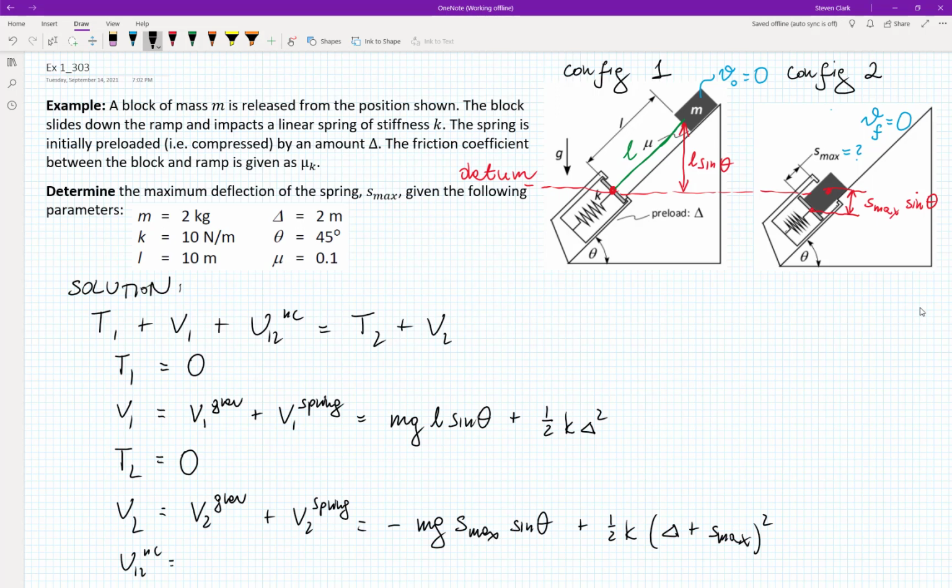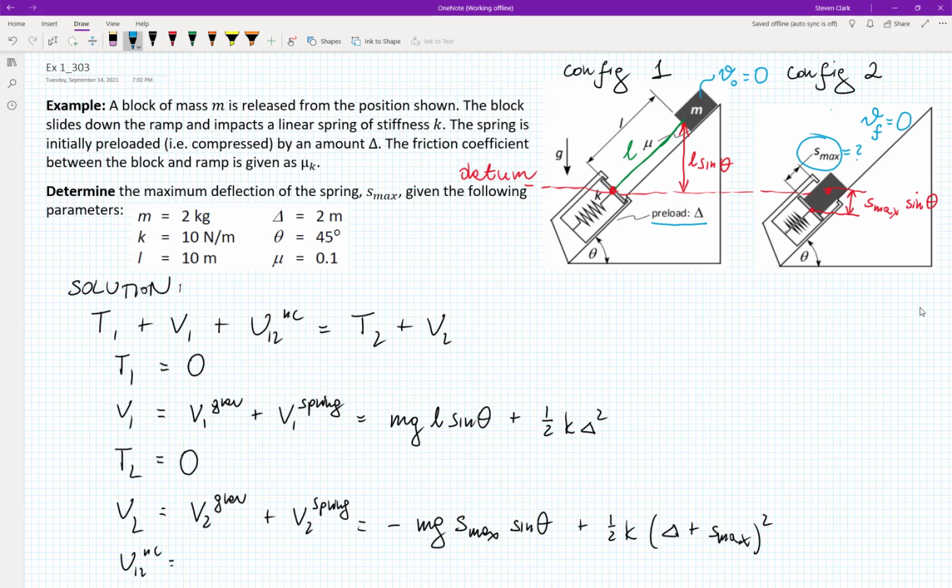Do you have any questions? Would you like to ask any question? Yes, Olivia? Sure, because this is the distance we compressed our spring. Please observe that at the beginning, we had a preload delta. So our spring is preloaded by distance delta. And in here, we compressed it even further by S max. So the actual compression in the spring is delta plus S max.